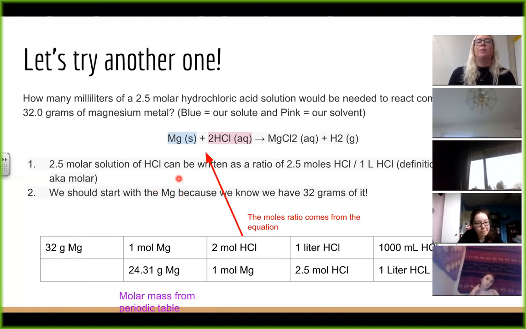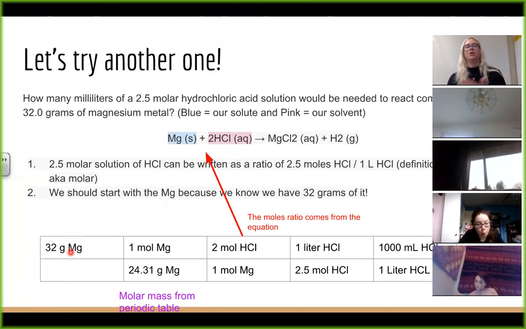Again, we're going to start with the magnesium, right? Because we know that we have 32 grams of it, and they tell us that we're looking for milliliters of hydrochloric acid, right? So we're not going to start with hydrochloric acid if we're looking for that. So again, we set this up in our stoichiometry. I'm going to call it a railroad track because that's essentially what it looks like. We start with what we know, 32 grams of magnesium.